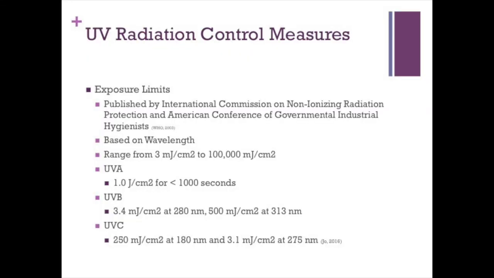The International Commission on Non-Ionizing Radiation Protection and the American Conference of Governmental Industrial Hygienists publish UV radiation exposure limits. UV radiation exposure limits are wavelength dependent and range from 3 millijoules per centimeter squared to 100,000 millijoules per centimeter squared. And you can see the exposure limit recommendations for each type of UV radiation below.